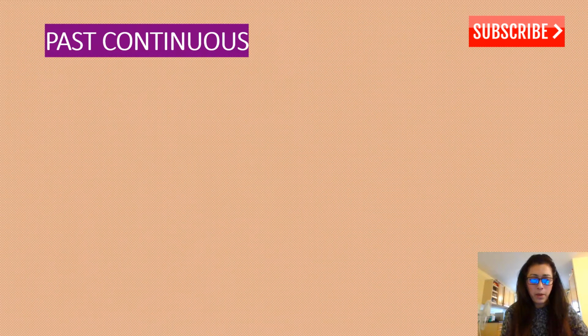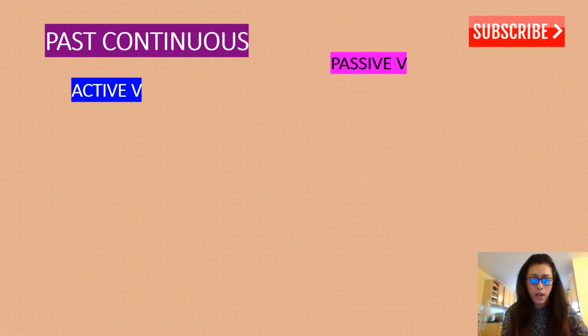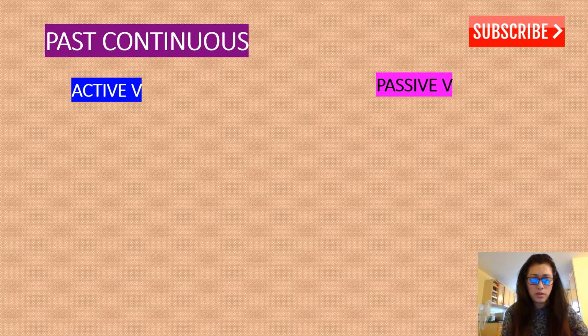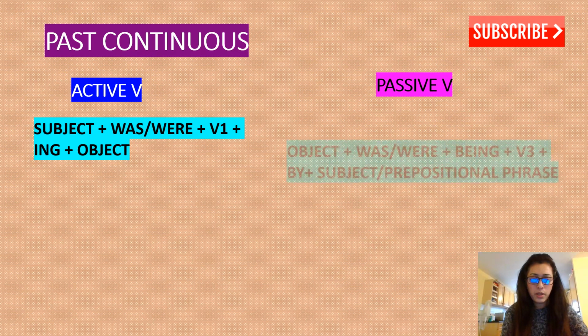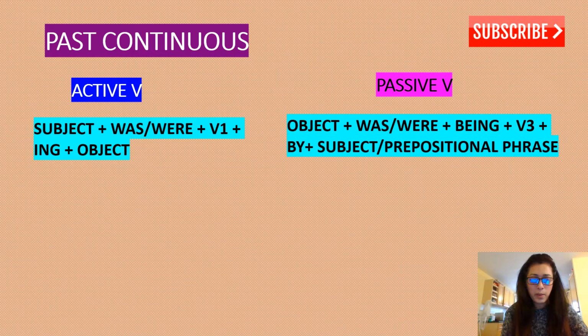Alright, moving on to the past continuous. We use the past continuous passive to describe actions or events happening at a definite moment in the past when we want to focus attention on the person or thing affected by the action, when the subject is unknown, unclear, or irrelevant, and when we talk about general truths.